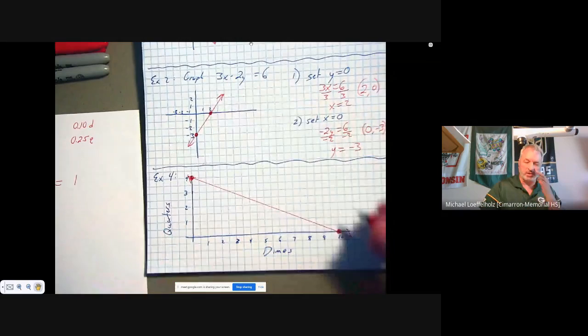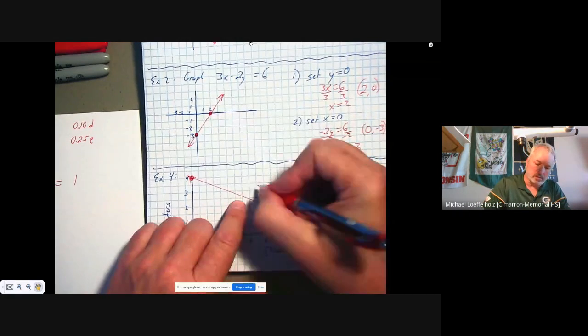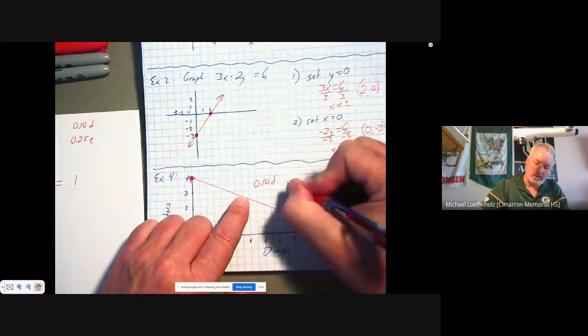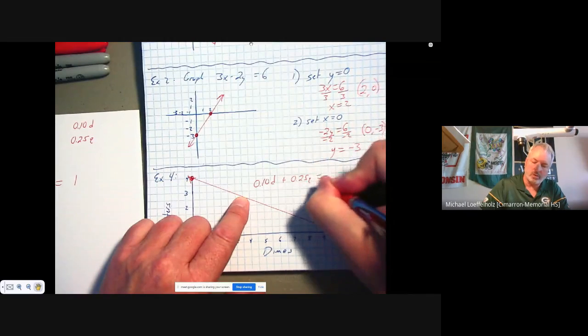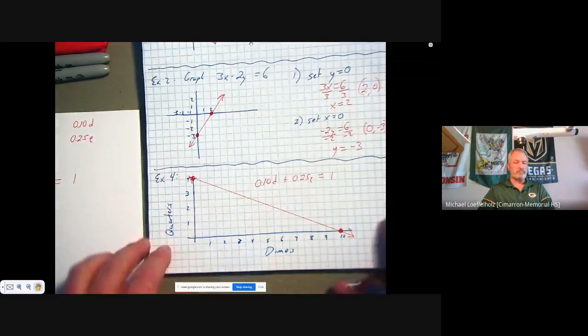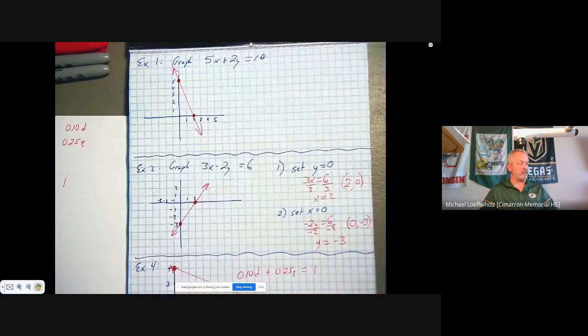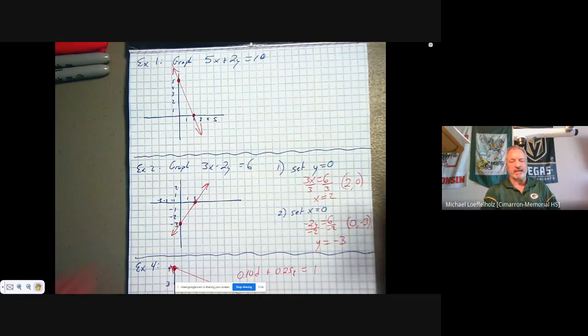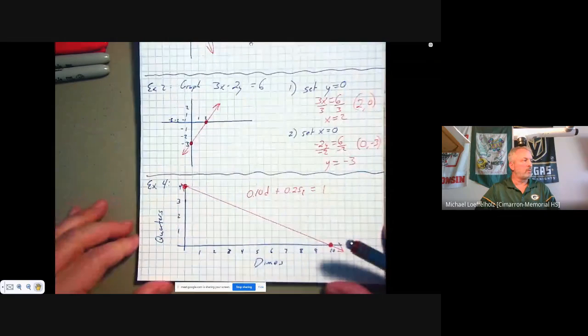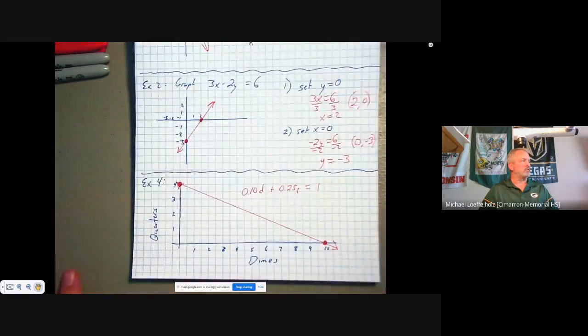So my equation for this was 0.10D plus 0.25Q equals 1. If you guys want a screenshot, there's one screenshot for you if you need it. That's the first 2 examples. The second screenshot would be here, examples 2 and 4. I'm going to do 3 next because that's on my next page of graph paper.